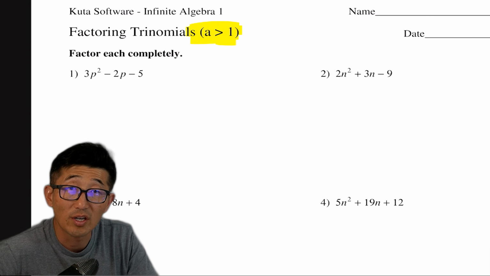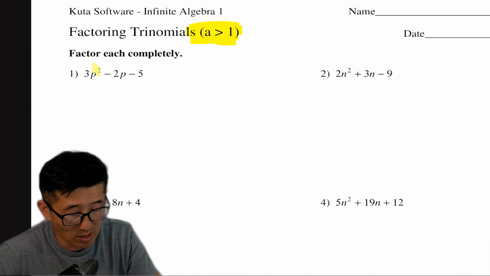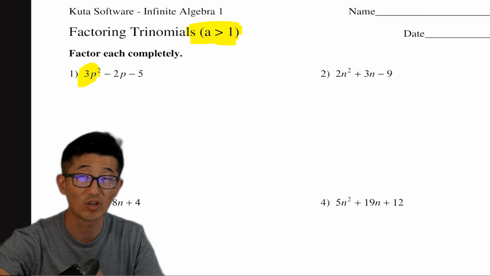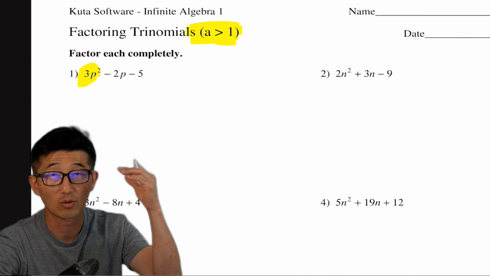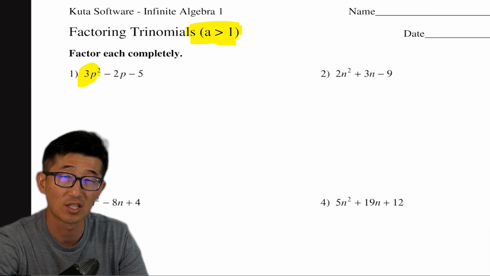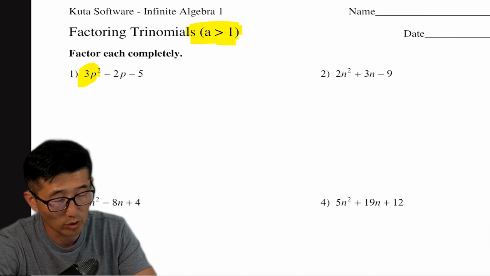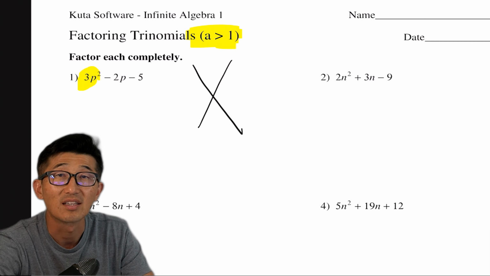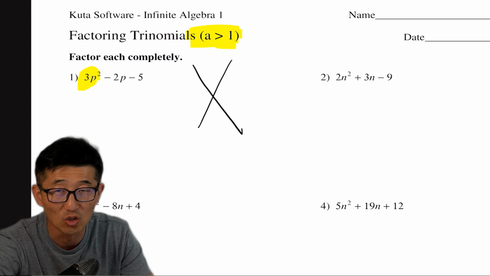Okay, see where it says right here, a greater than 1? What that means is the number right here is an a. If it's bigger than 1, you want to use a different strategy. Now, again, you can do it the way I taught you with the other one, but it takes a little bit of trial and error. If you want to avoid that, you want to use this thing called the X method. That's what Mr. Kano was trying to teach you on YouTube.